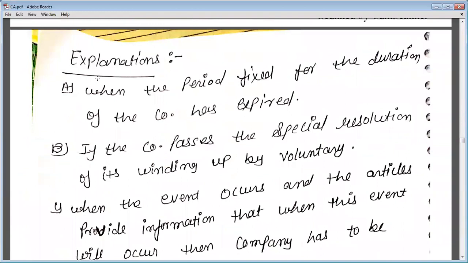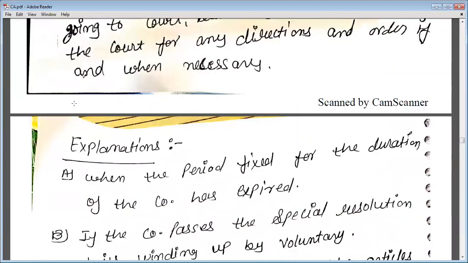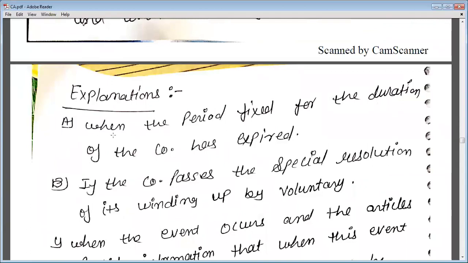Okay, now see the explanation of second condition, in which cases creditors or members can voluntarily wind up your company. Okay, when the period fixed for the duration of the company has expired. When the period of duration that company will run for 10 years or for 15 years has expired, then in that case the creditors and members can demand voluntary liquidation.